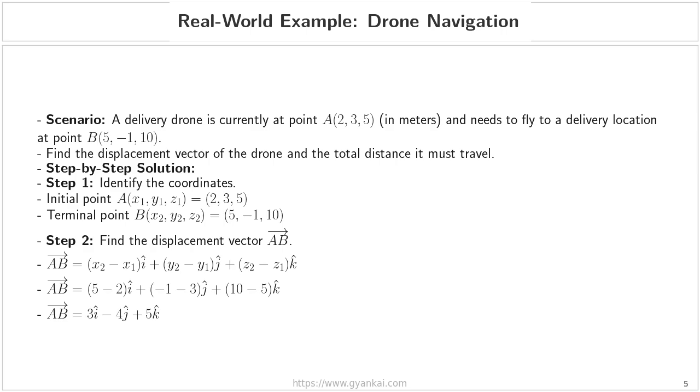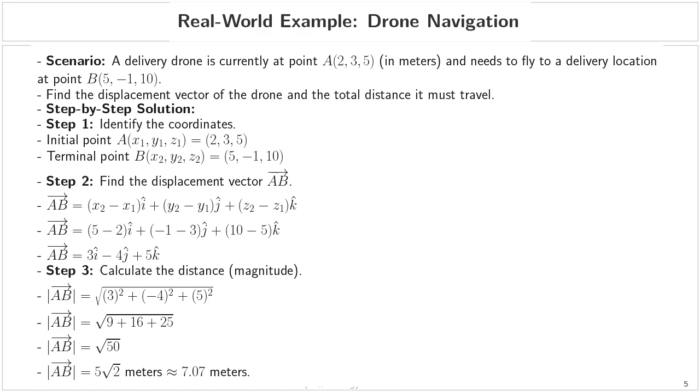Plugging in our values, we get 5 minus 2 for the i component, -1 minus 3 for the j component, and 10 minus 5 for the k component. When we simplify these subtractions, we arrive at our displacement vector, 3i minus 4j plus 5k.